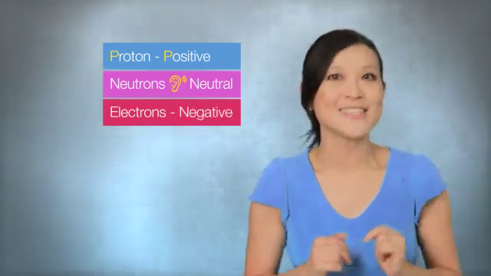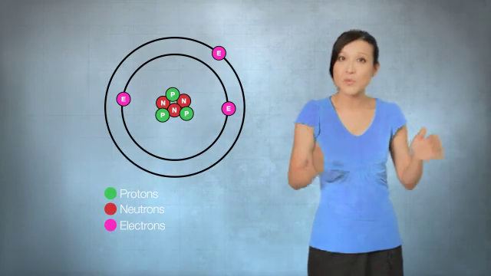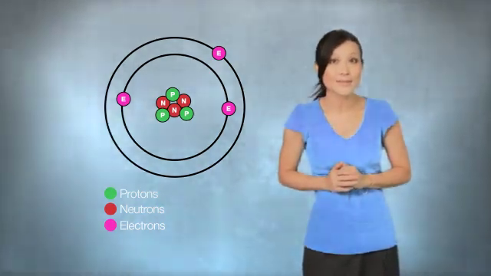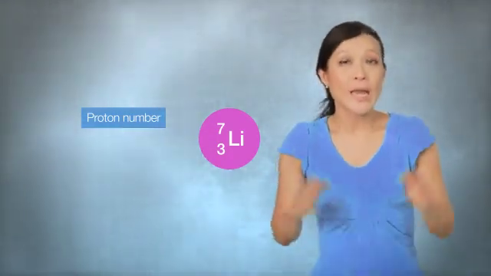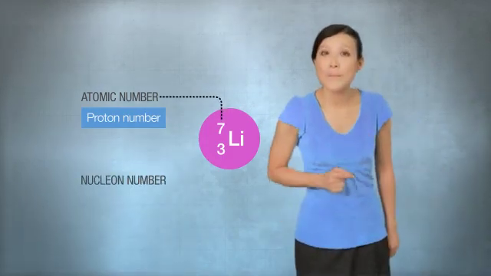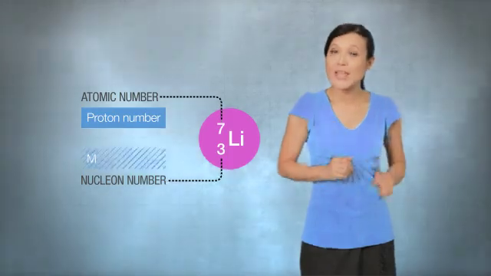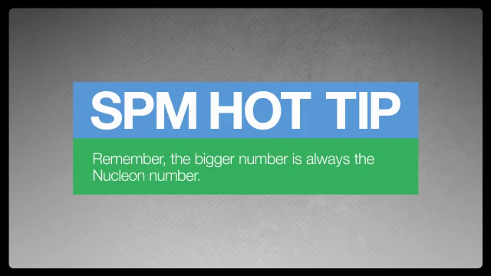must be negative. Then, what's very important to know is the difference between the proton number and the nucleon number of an element. The proton number is the number of protons inside the nucleus. It is also known as the atomic number. The nucleon number is the number of protons and neutrons. It is also known as the mass number. Remember, the bigger number is always the nucleon number.